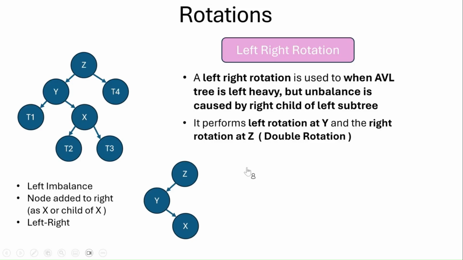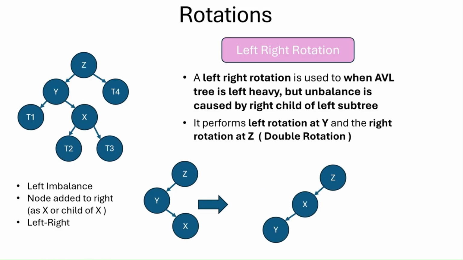Now, if you see, this is a zigzag pattern. If you want to use a single rotation, like left rotation or right rotation, we need to have Z, Y, X in one direction. It should be either Z, Y, X or Z, X, Y in a line. Can we convert it into Z, Y, X? No, because see, X is greater than Y. That's why it is the right child of Y. We can't move X here. So we can't do like this. Right? We can't just move X on the left side of Y. But can we do that? Can we do like this?